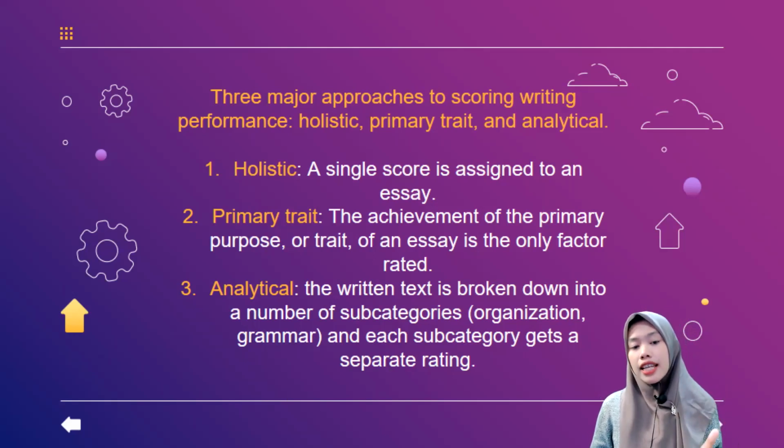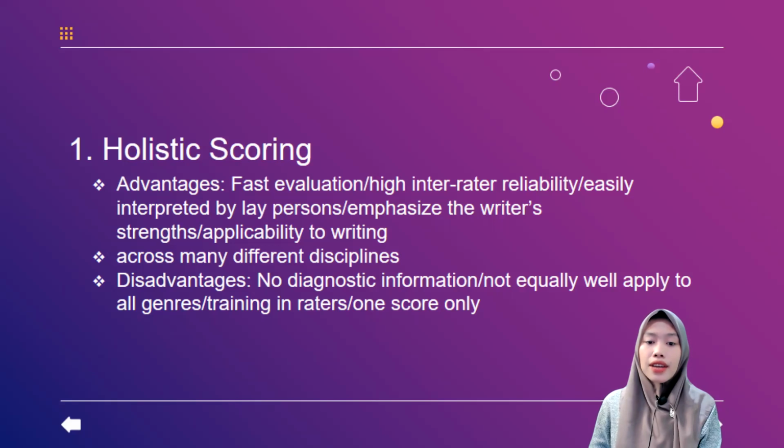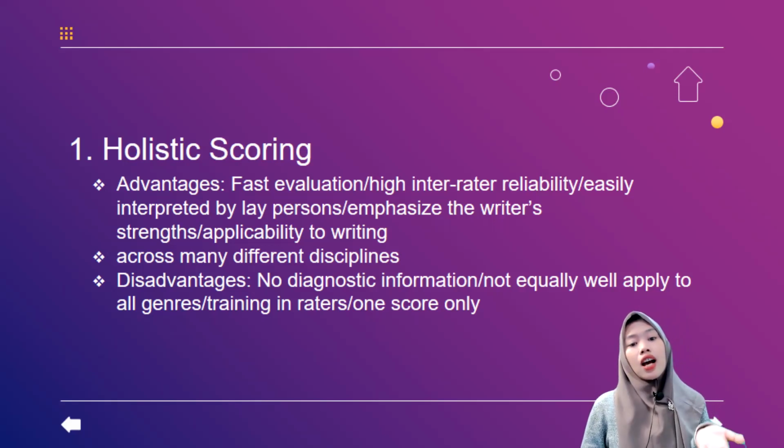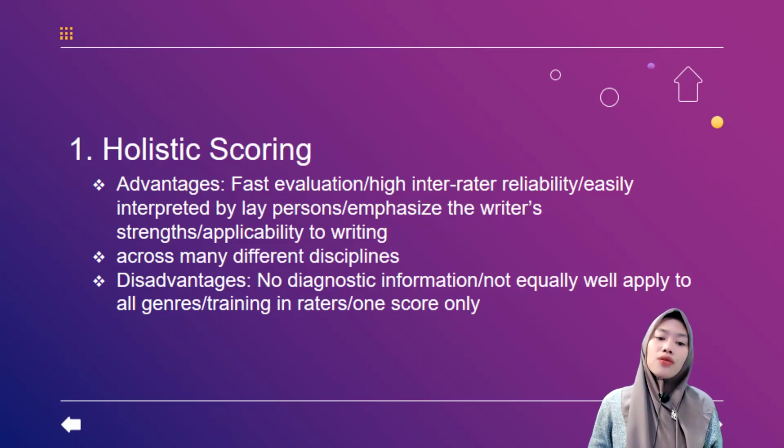For example, organization and also grammar. And each subcategory gets a separate rating. Okay, these are the advantages of holistic scoring. The advantages of holistic scoring are fast evaluation, high inter-reader reliability, easily interpreted by lay persons, emphasis on the writer's strength, and applicability to writing across many different disciplines.